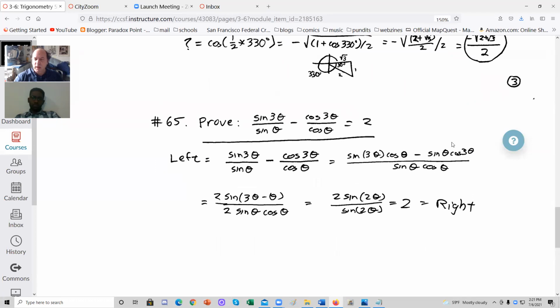All right, now this numerator, sine 3 theta cos theta minus cos 3 theta sine theta, that is a sine of a difference, sine of 3 theta minus theta. We'll multiply numerator and denominator by 2 to get 2 sine of 3 theta minus theta over 2 sine theta cos theta. The denominator, 2 sine theta cos theta, is sine of 2 theta. And lo and behold, 3 theta minus theta is 2 theta, so we're getting 2 sine 2 theta over sine of 2 theta. The sine 2 thetas cancel and we're left with 2, which equals the right-hand side. And it is proven.